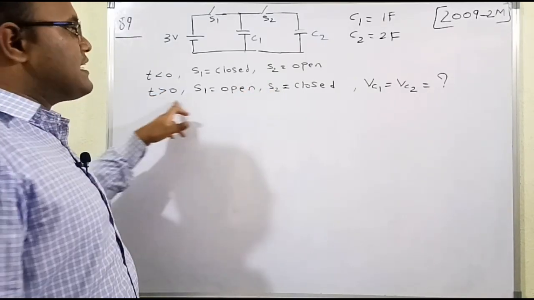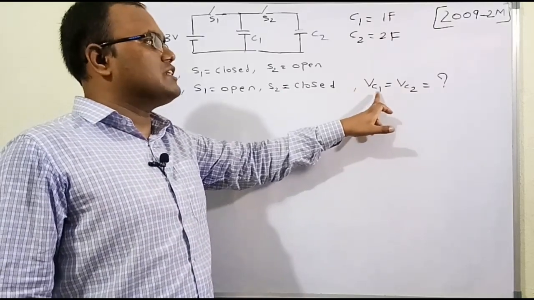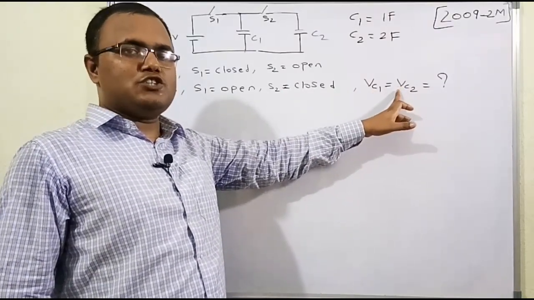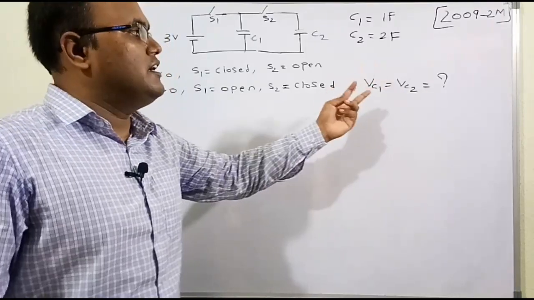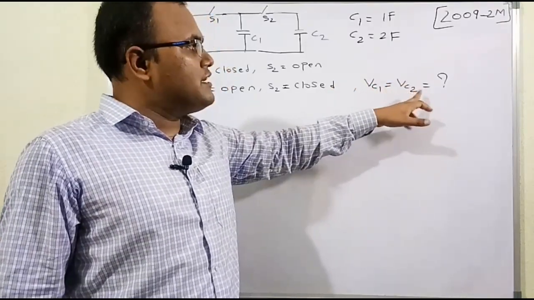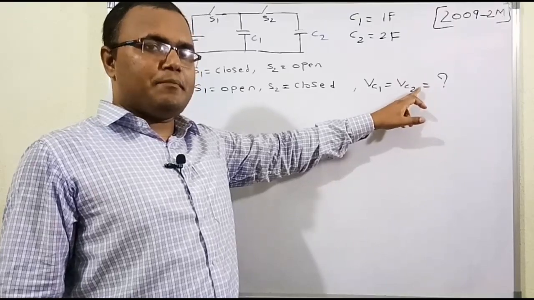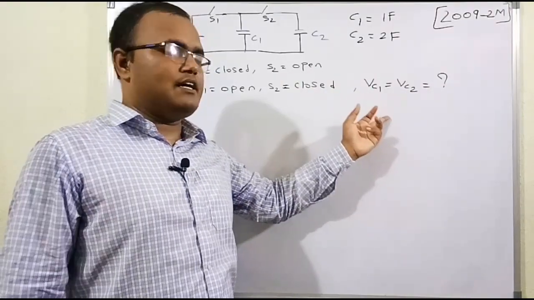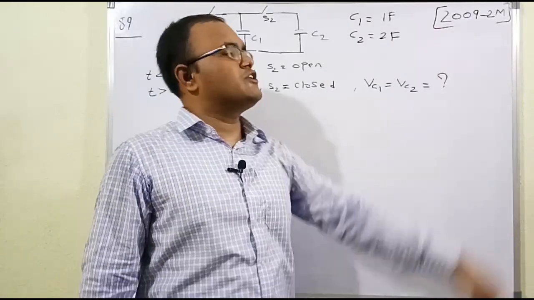For t greater than 0, we need to find the voltage across the capacitor C1 and the voltage across the capacitor C2. They both are equal, and I am going to explain why they are equal also. We need to find the voltage across the capacitors at t greater than 0. This numerical was given in GATE 2009 for 2 marks.